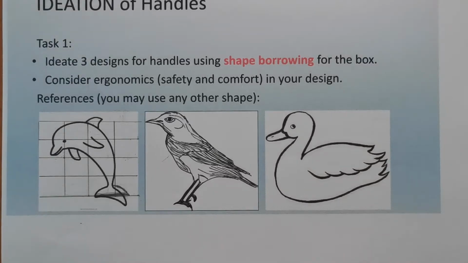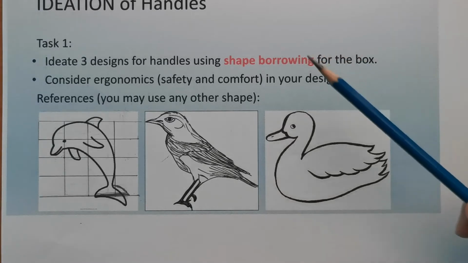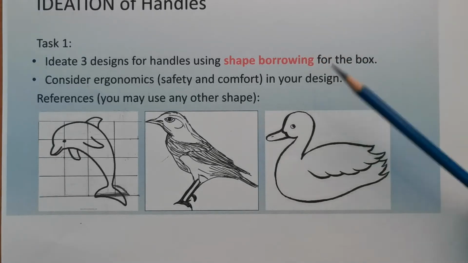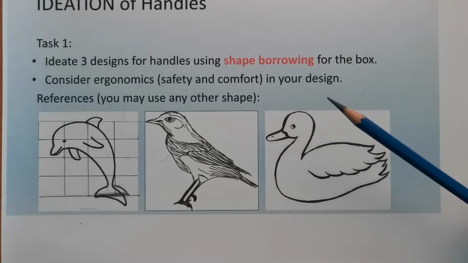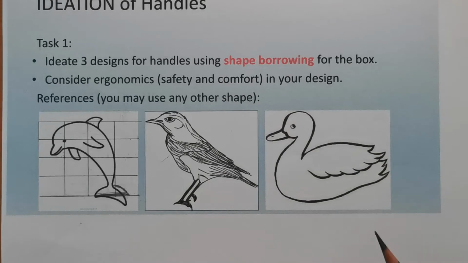Okay, for today's task, you are asked to ideate, not the entire product, but only part of the product, the handle. You're asked to ideate three designs for the handle using shape borrowing first. Then later on, ideate different types of handles. Now, you are given three references. Now, let me give you an example.